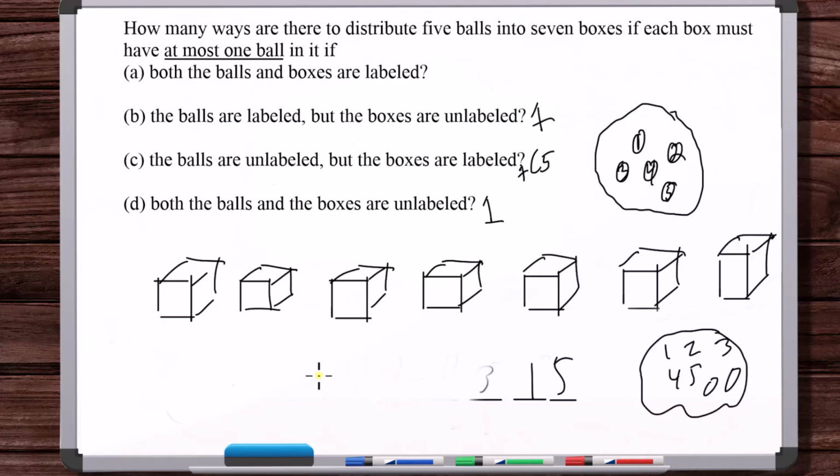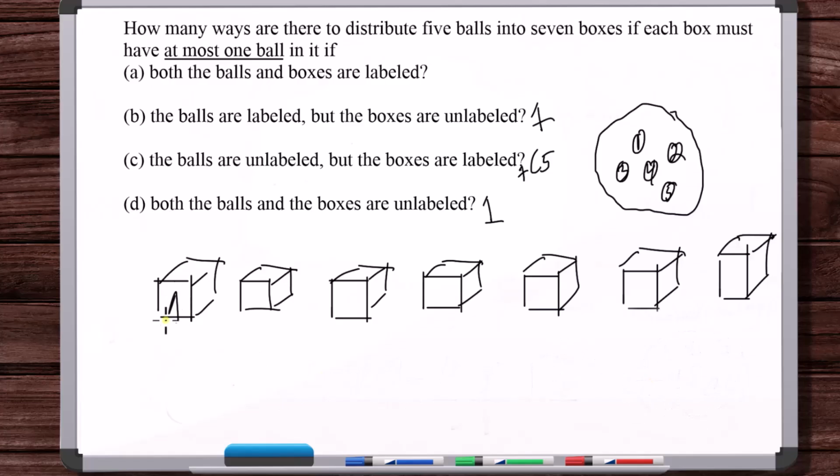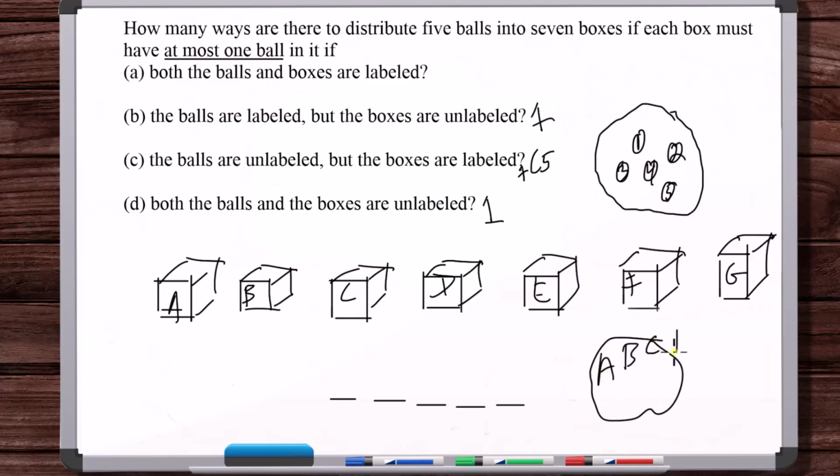Now, what if both the balls and the boxes are labeled? Okay, well, in that case, we can think about how we've got these 5 balls, these 7 boxes.